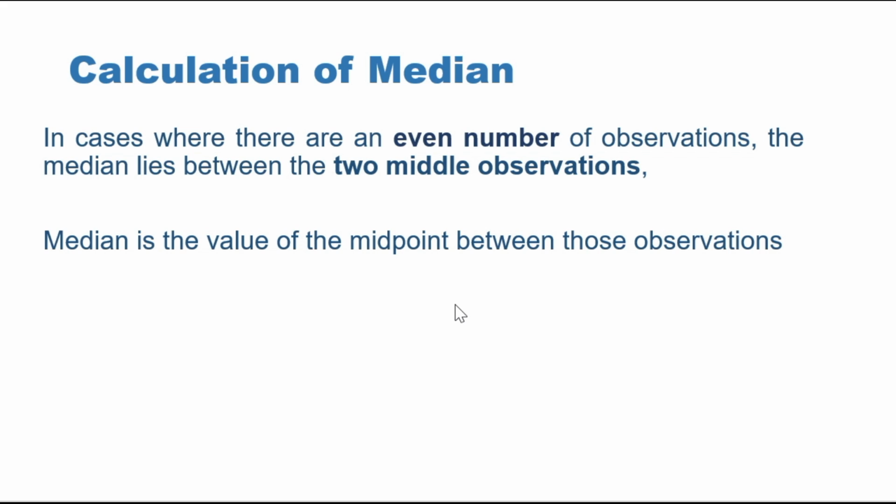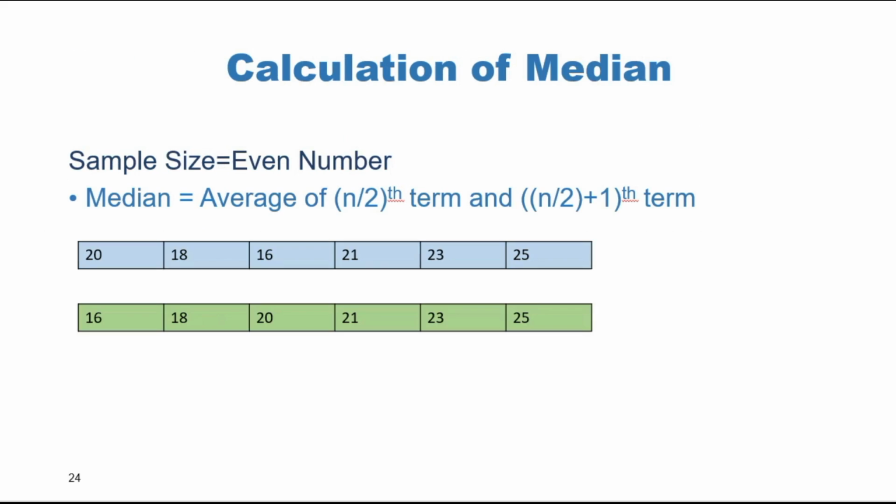When we have even number of observations, then what to do? Because in case of even number of observations, there will be no single middle term. There will be 2 middle terms. So in that case, we have to take average of 2 middle terms.